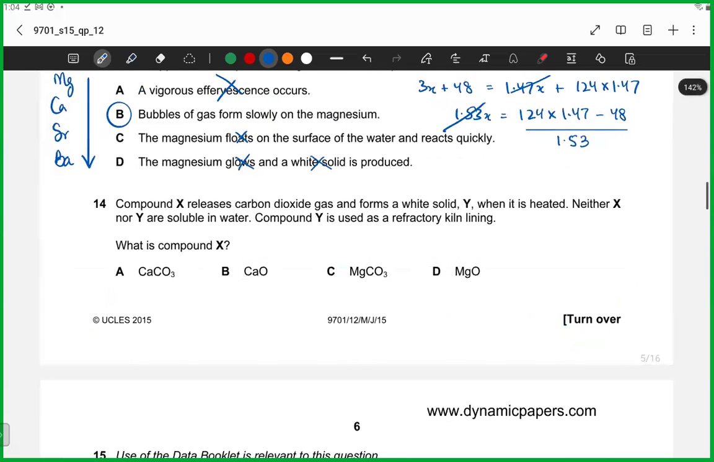Now he says that it releases carbon dioxide. Yes. I think it's going to be this one. The refractory kiln lining is magnesium oxide because once it decomposes, it releases carbon dioxide. Okay, so it releases carbon dioxide and a white solid that's magnesium oxide, which is not very soluble. They're both not very soluble. And basically this was the refractory lining. That's magnesium oxide. Okay.